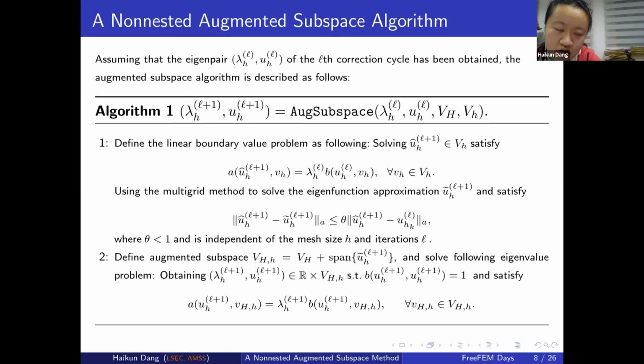In the first step, we should solve the linear boundary value problems on the fine mesh Vh and the coarse mesh also. And because we have no nesting relationship between the different grids, we have to use the AMG method to solve these boundary value problems. And in the second step, we define an augmented subspace with capital H h. And we solve the original eigenvalue problem on this low dimension subspace. And then we obtain the new output eigenpair.